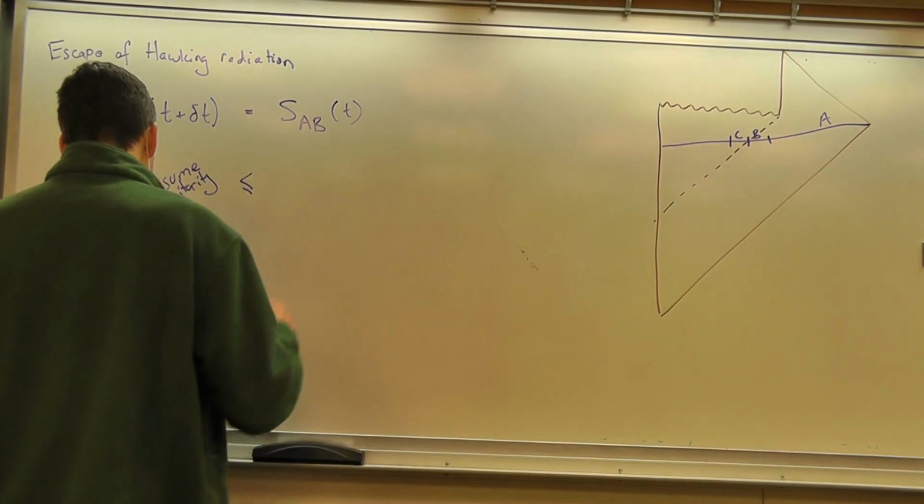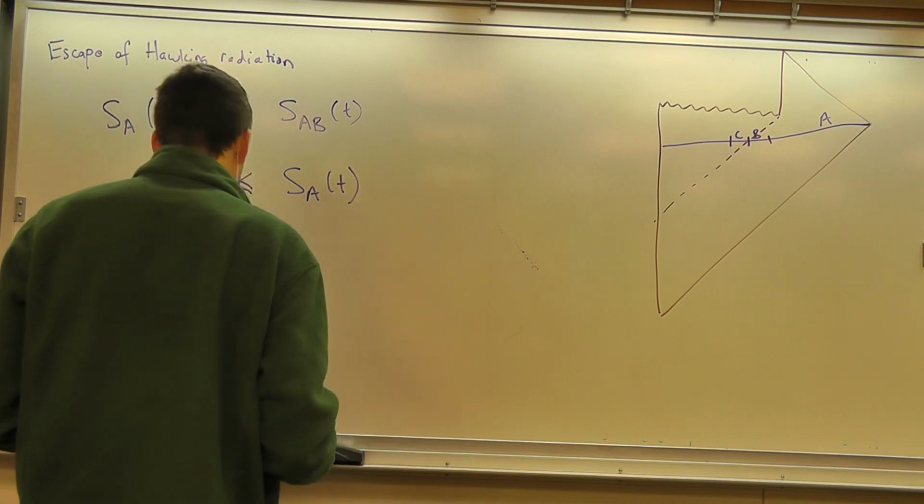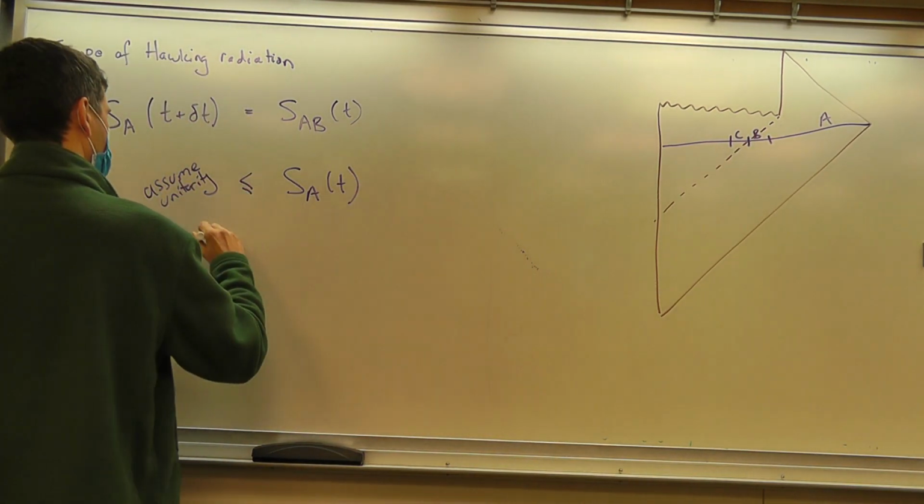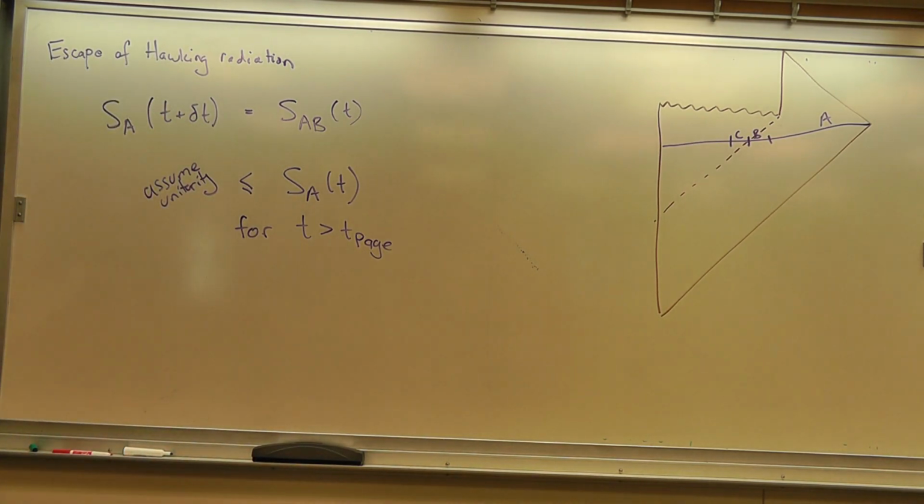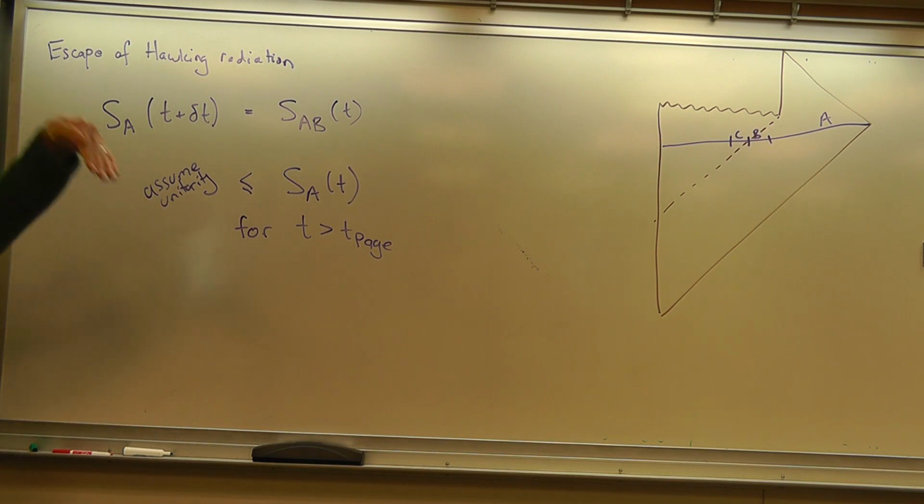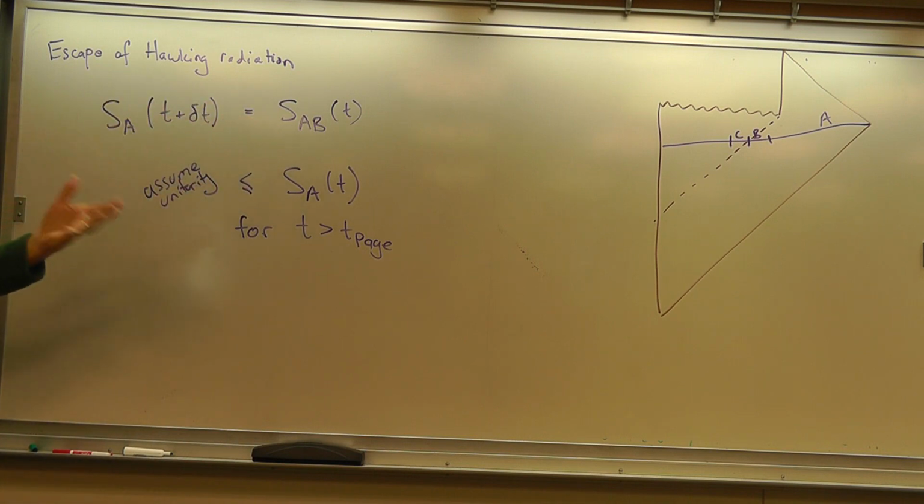If we assume unitarity, then this is less than or equal to S_A of t, for t greater than the Page time, t_Page. The Page time is when the curve turns over. If you want that curve to go back down to 0, then eventually it has to be decreasing. So all we've assumed here is that the curve is eventually decreasing, and then we've focused on the emission of one Hawking quantum during the stage of evaporation where the curve is on the downslope.